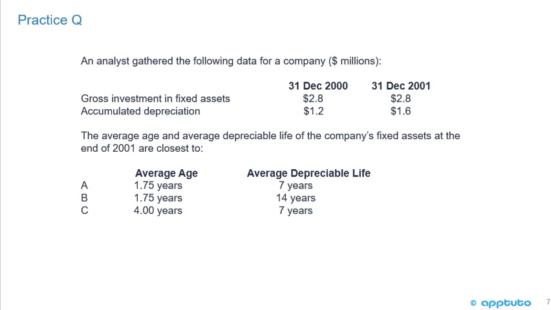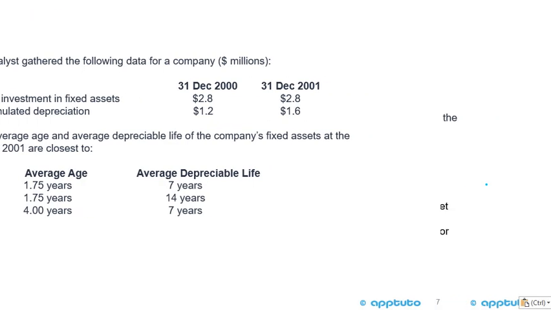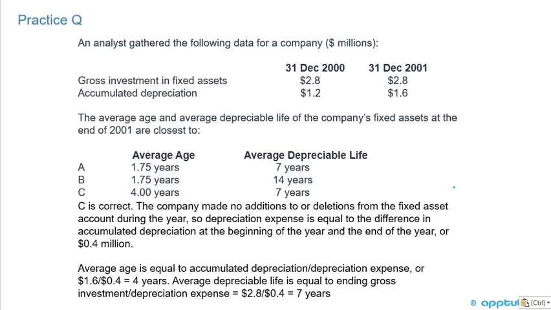The average age and average depreciable life of the company's fixed assets at the end of 2001 are closest to A, average age 1.75 years, average depreciable life 7 years, B, average age 1.75 years, average depreciable life 14 years, or C, average age 4 years, average depreciable life 7 years. Nice little question to check our memory because we have seen this before.